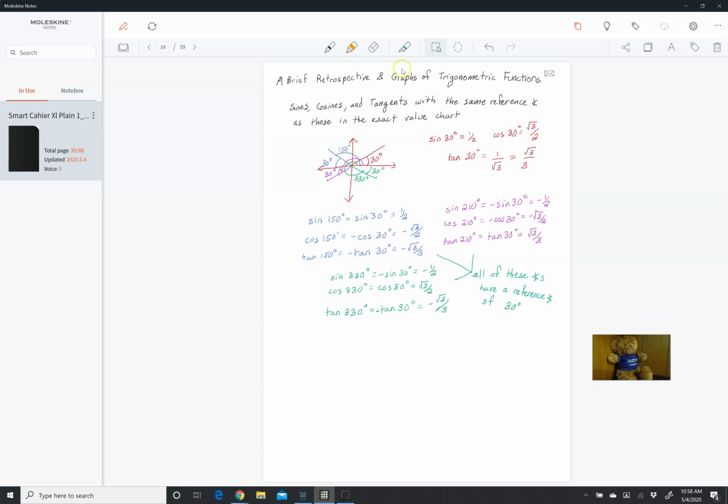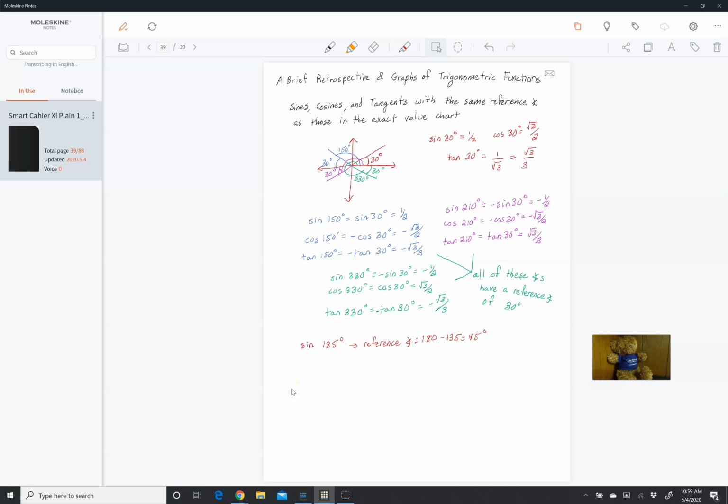But let's say that we wanted to figure out the sine of 135 degrees. Okay, well, the first thing that we need to do is figure out the reference angle. So 135 is between 90 and 180. So to figure out the reference angle, we're in quadrant 2. We do 180 minus 135. And we get a reference angle of 45 degrees.